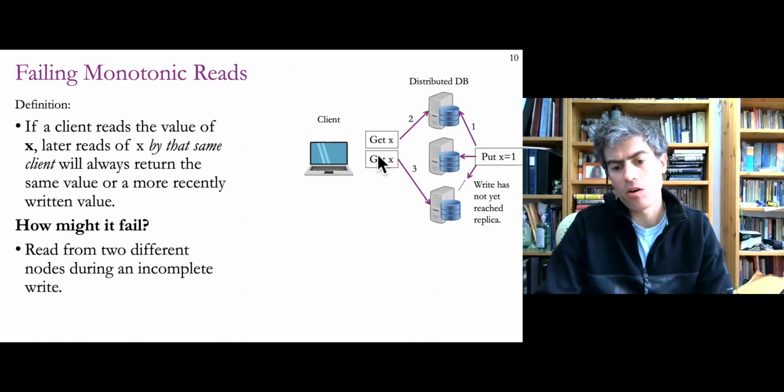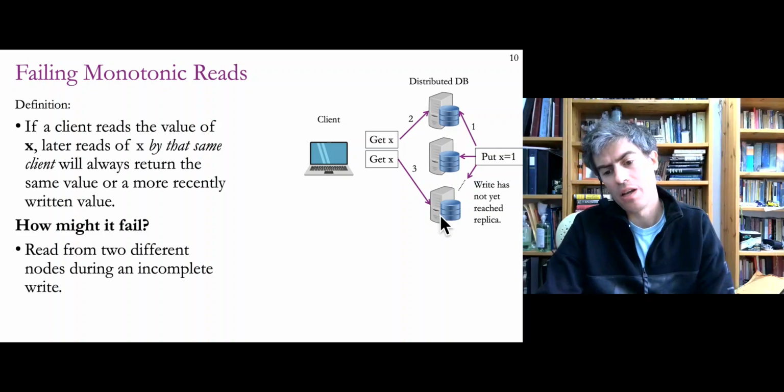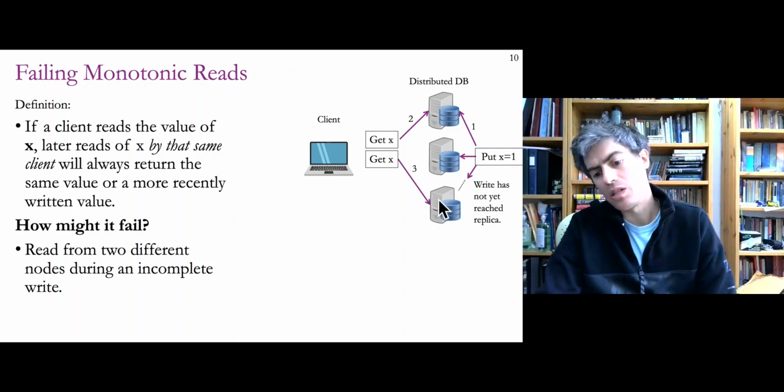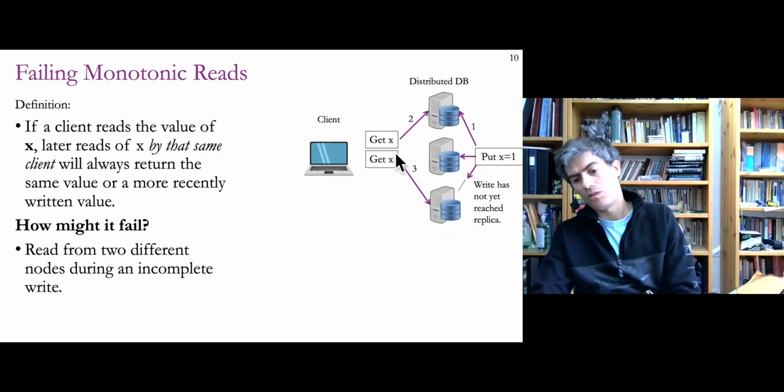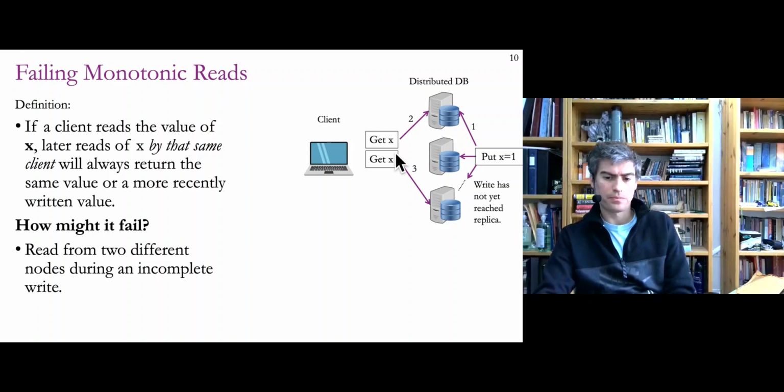But then if very quickly I do another read, and I do that read to a different node, if I did it to the same node, of course I'd get the same value, and that would be just fine. But I do it to a different node, and I just happen to choose a node that's lagging behind. This write didn't reach the third node yet, so it's still storing an old value, maybe x equals 0. So the second read is going to get an older value, okay?